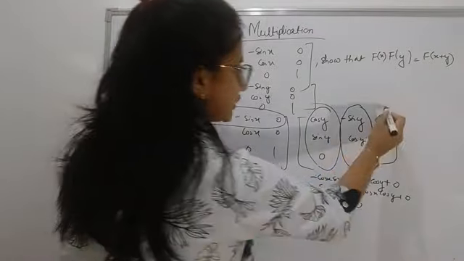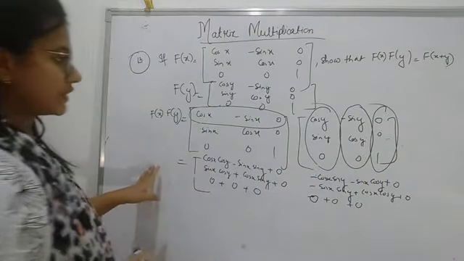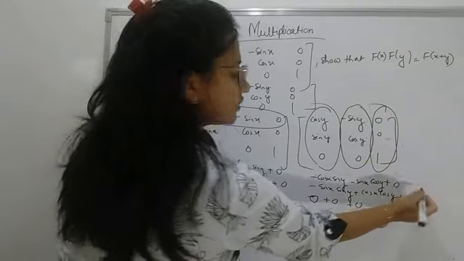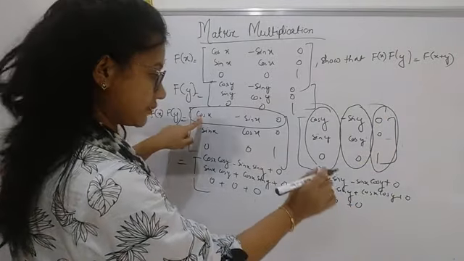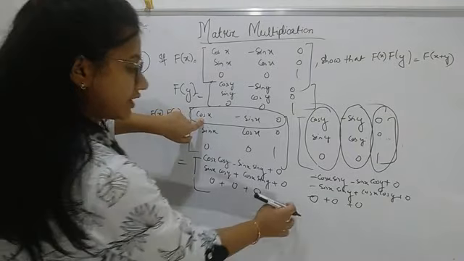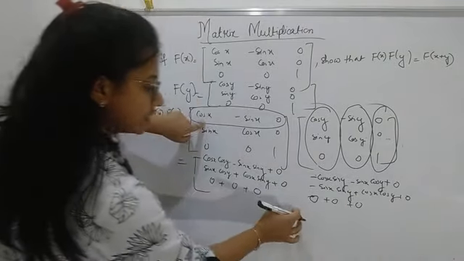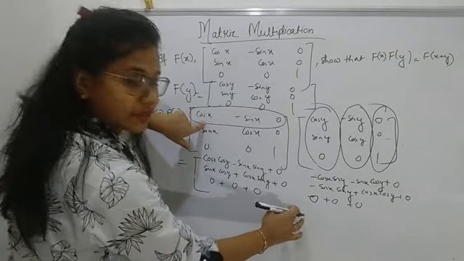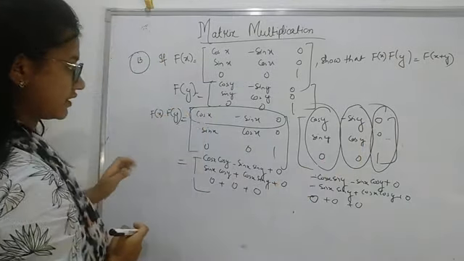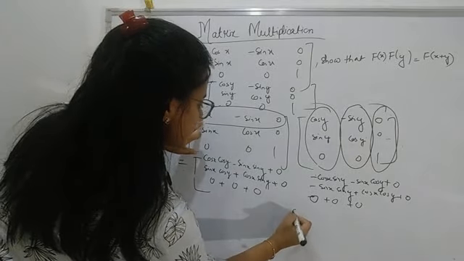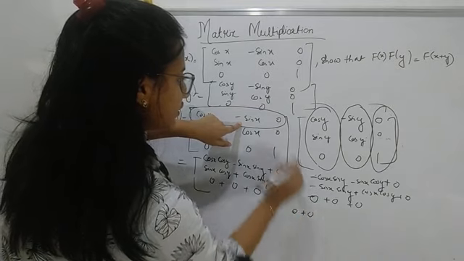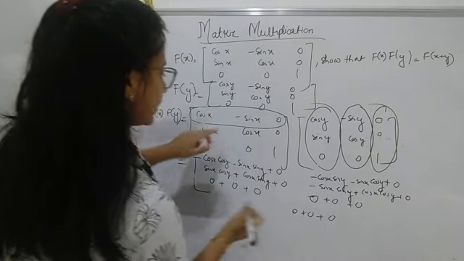Next we will move to the third column. So third column, first row: cos x into 0 is 0. Is it visible? This part is actually not visible, so I am writing it here. So don't get confused. It will be visible here, I think. Yeah, cos x into 0 is 0. Next it will be 0 plus 0. Next 0 into 1 is plus 0.